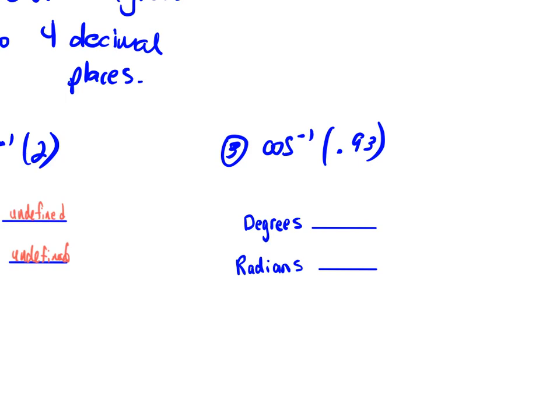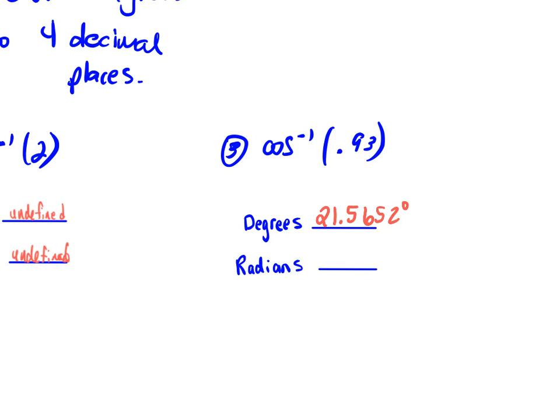So now we're going to do the same thing with cosine in degrees. I'm going to make sure my calculator is in degrees. I'm going to shift to degrees. So now, ladies and gents, we're going to hit second cosine 0.93, and I get an answer of 21.5652 degrees.